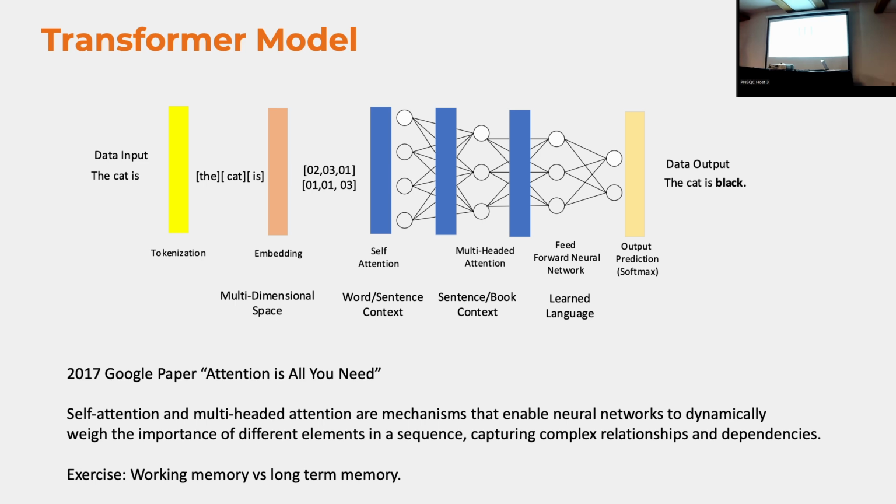So that's self-attention, multi-headed attention, and the feed-forward network, where the feed-forward network is the neural network. Then we hit the output prediction. Typically, you'll see it called the softmax. Now it begins to spit out words at you. It's going to spit them out one at a time, but it has the whole context of what's going on.